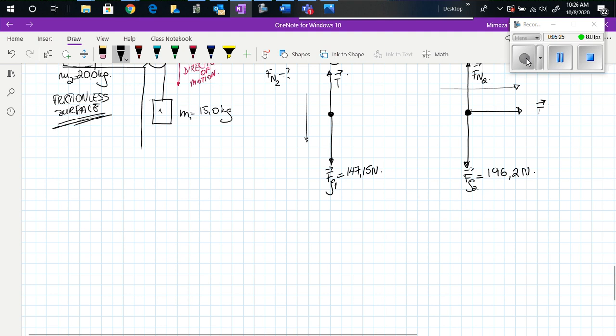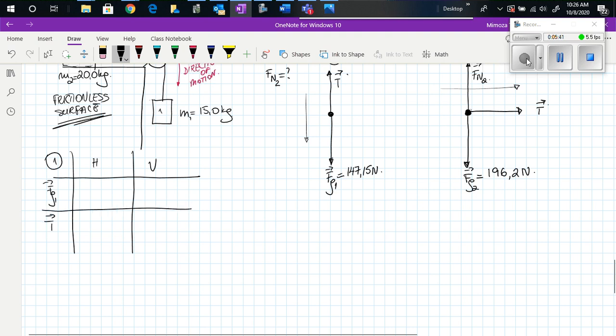Okay, after this, we build the table of components. So we have the horizontal and the vertical for object 1, and then we have force of gravity 1, tension 1, and force net. In the horizontal, 0, 0, 0. On the vertical, what do we have? Force of gravity is negative because it is going down, opposite to the positive vertical axis: negative 147.15. Tension is positive T. And for acceleration, notice what we said, object 1 is going down, so it will be negative 15 times acceleration. Questions on this step? Is it clear to everyone?